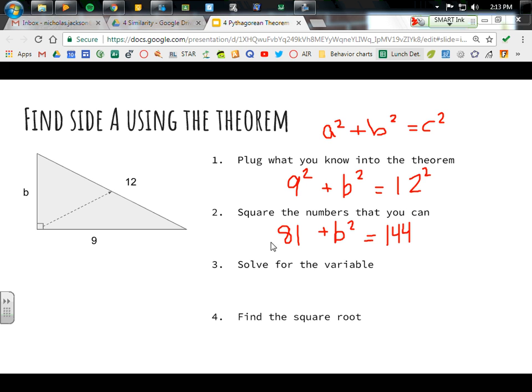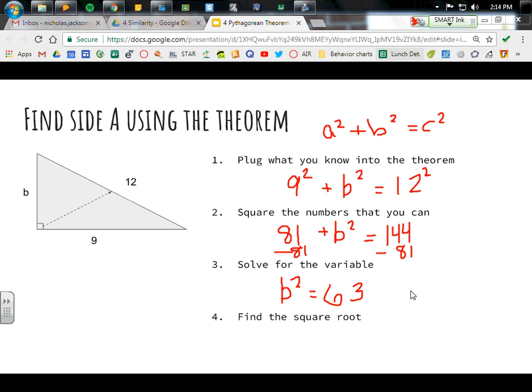Okay, now we're going to solve for the variable. In this case, because 81 is being added to our variable, we have to subtract 81 from both sides to isolate the variable. So if we were to subtract 81 from both sides of our equation, we would get b squared isolated. So b squared equals 144 minus 81, which is 63.